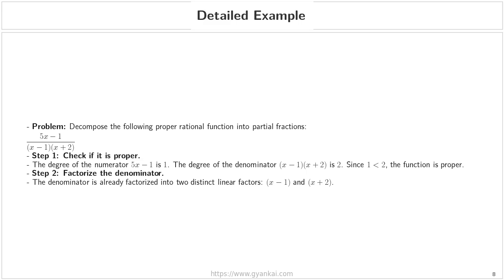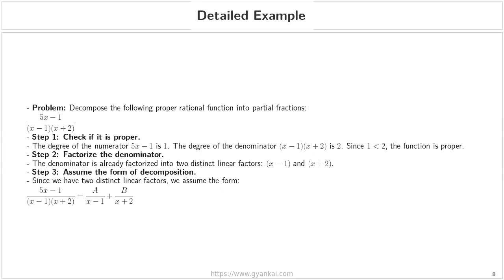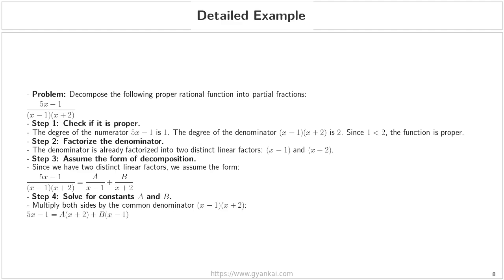Next, we factorize the denominator. In this case, it's already done for us. We have x - 1 and x + 2, which are distinct linear factors. That means they don't repeat. Now we assume the form of the decomposition. Because we have two distinct linear factors, our decomposition will look like this. The original function, (5x - 1) / ((x - 1)(x + 2)), equals A / (x - 1) plus B / (x + 2). A and B are constants that we need to solve for. Let's move on to solving for those constants.